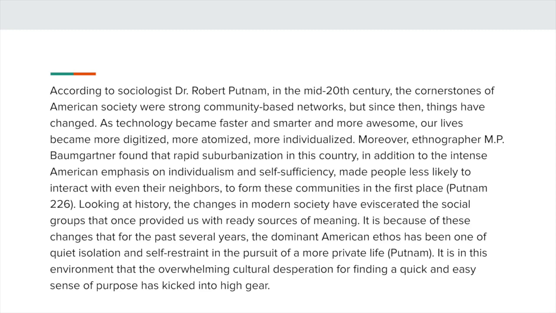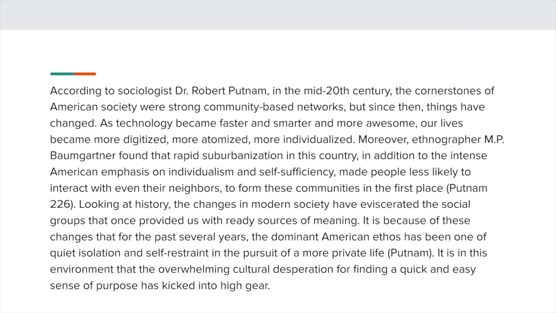Looking at history, the changes in modern society have eviscerated the social groups that once provided us with ready sources of meaning. It is because of these changes that for the past several years, the dominant American ethos has been one of quiet isolation and self-restraint in the pursuit of a more private life. It is in this environment that the overwhelming cultural desperation for finding a quick and easy sense of purpose has kicked into high gear.